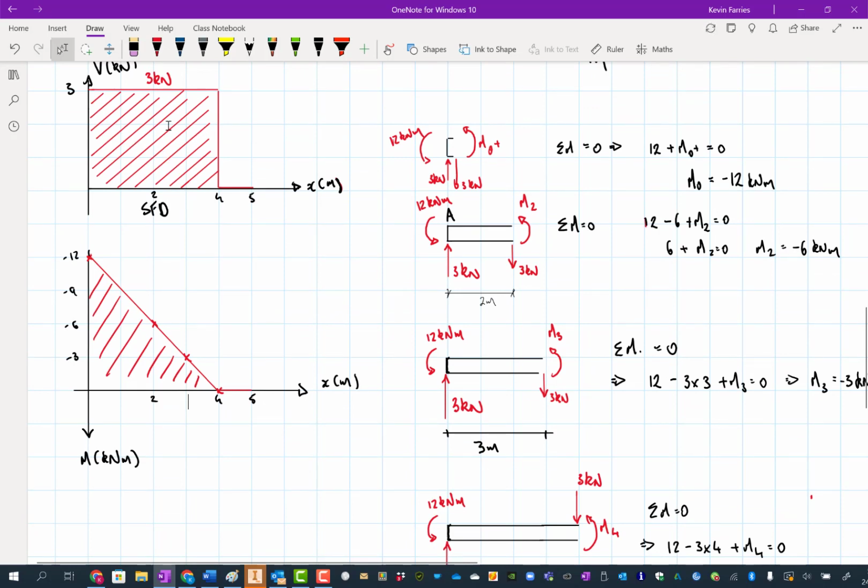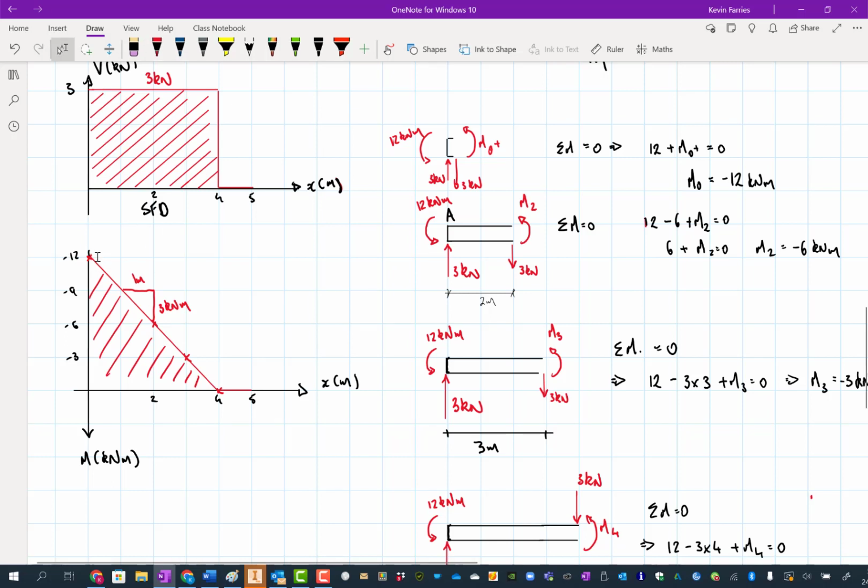Now, we could have figured that out from the shear force diagram. So the change in the bending moment diagram is just equal to the area under the shear force diagram for the same distance you move along. So for every 1 meter, so this is 1, 2, every 1 meter I move along, it's going to change by 3 kilonewton meters, the area in here. And so for each meter you go along, it's going to change by 3 kilonewton meters, just the area under the shear force diagram.